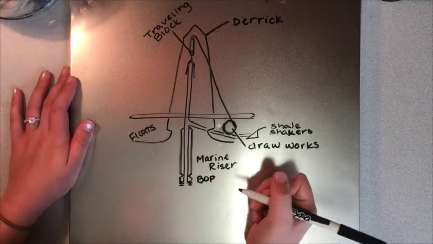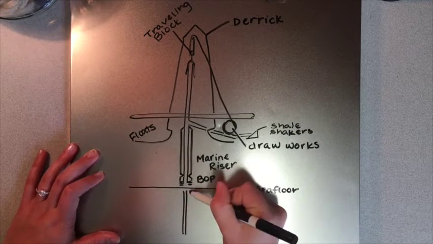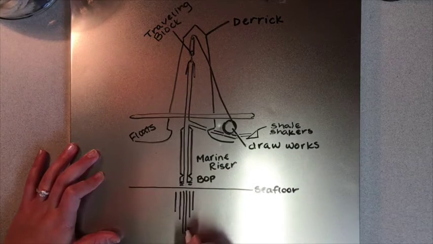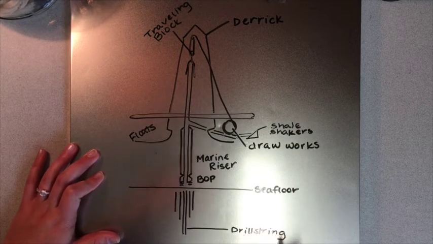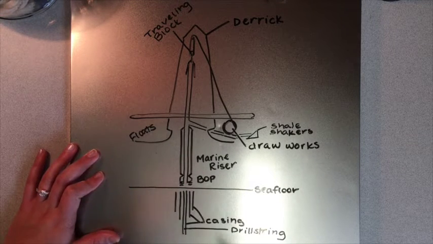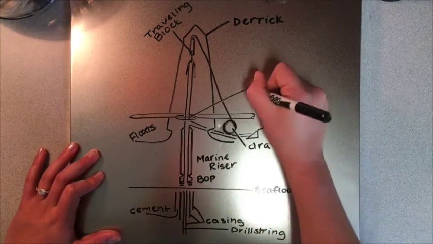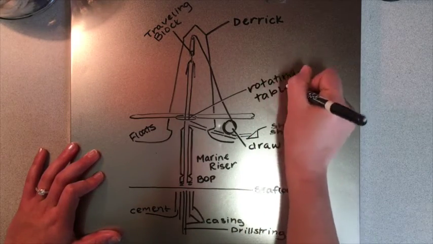Here we're drawing the marine riser, which extends from the seafloor all the way up to the drilling platform. Below it you see the blowout preventer, as well as the region beneath the seafloor, which contains the drill strings, centralizers, drilling mud, cement, and casing. We'll go into more detail about that later.